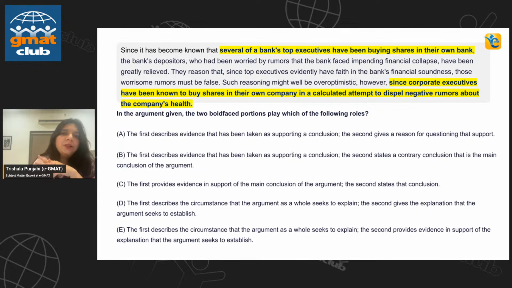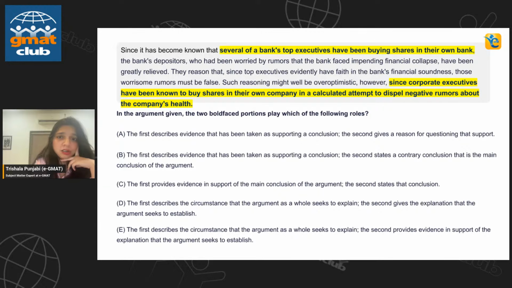What do you need to do? You need to first understand the entire argument, what is happening. Then you need to find out the conclusion, that such reasoning might well be over optimistic. Then you need to make the table, which one is for, which one is against. That means that C will be out. Then you look at A, B, and D, E. Both of them have the same first line, so you can just focus on the first line. It says that the first has been taken as evidence supporting a conclusion, which could still be right because it supported the depositor's conclusion. D and E say the circumstance the argument seeks to explain. Now that you know the difference between explain and evaluate, you're not going to take D and E. Then you have A and B, and you just have to decide between the two.